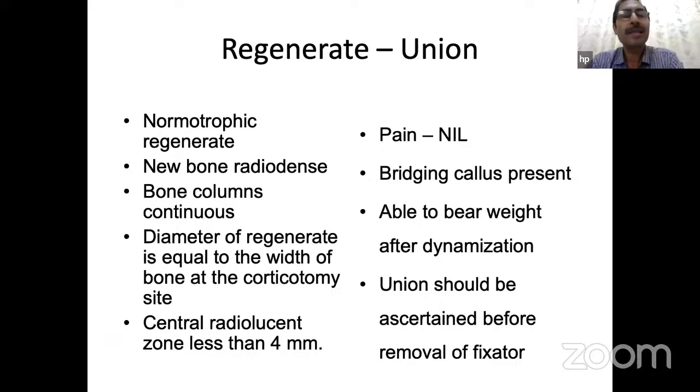In this case, we can see that the pain was nil. The patient was able to bear weight on his right lower limb. The bridging callus was present on X-ray. The regenerate, or the callus which was formed, was dense. There was no radiolucent zone within the callus area. Therefore, we removed the LRS. Next slide.